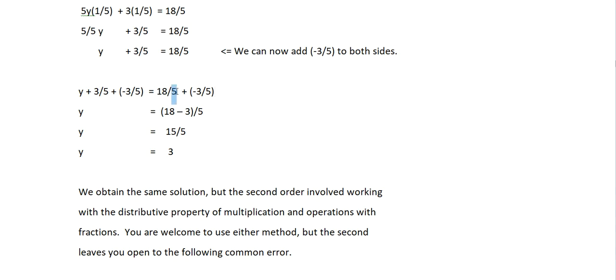Okay, these are all over a common denominator, so we can just simply take 18 minus 3 over 5, and that's 15 divided by 5, or 3. On this side, 3/5 minus 3/5 is just 0, and we're just left with y on the left-hand side, and we end up with y equals 3. You obtain the same solution, which is what we expect.